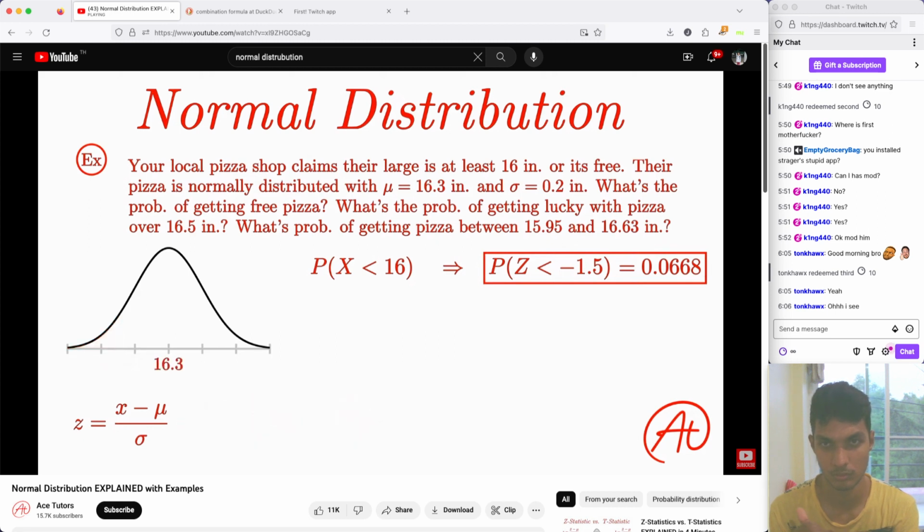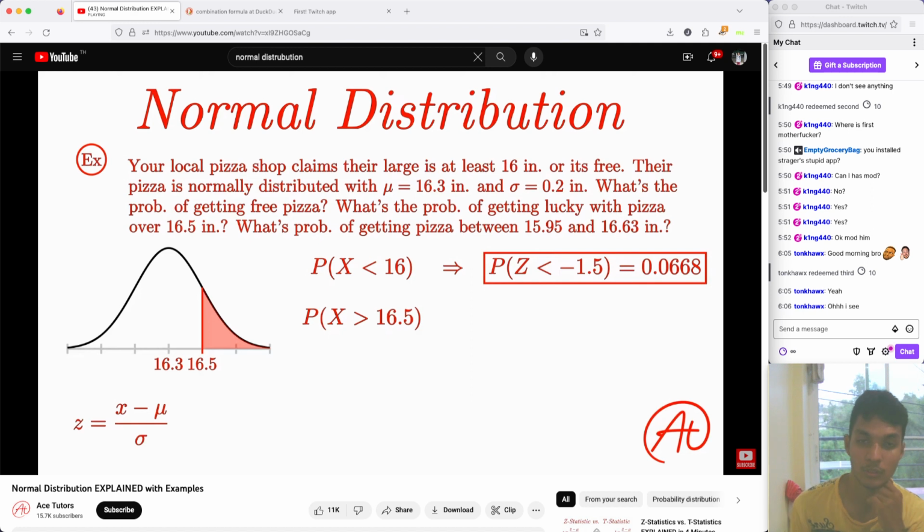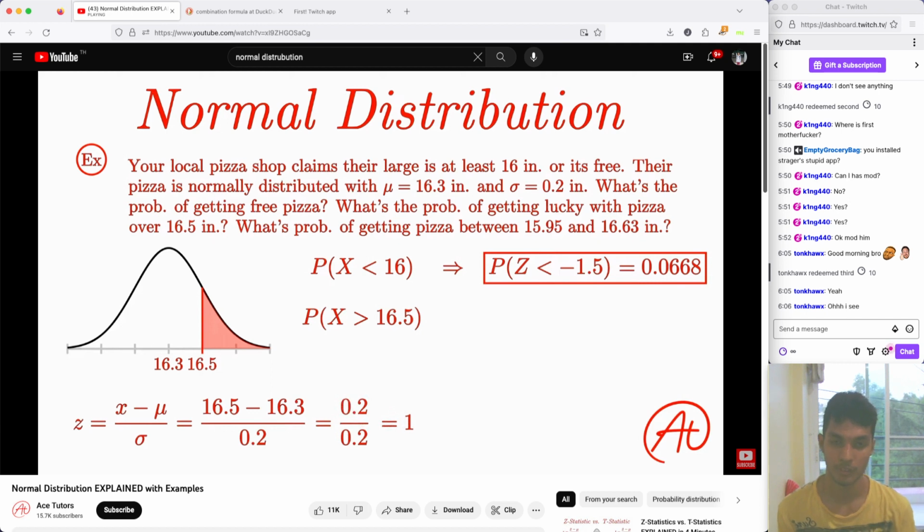Next, we want to find the probability of a pizza being over 16.5 inches. Like before, our first step is to find this data point's z-score, which equals 16.5 minus 16.3 divided by 0.2, or 0.2 over 0.2, or just 1. So this time, we want to find the probability of having a z-score higher than 1.